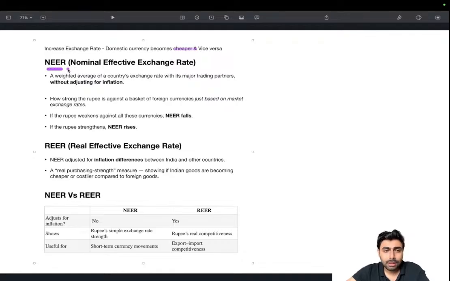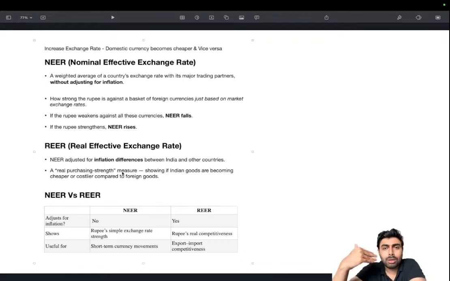So what is NEER? It's a weighted average of a country's exchange rate with its major trading partners without adjusting for inflation. Just like anything that is nominal, if you say nominal GDP, real GDP, nominal means the actual value or the current value without any adjustment for inflation. Generally, nominal means unadjusted for inflation. The same way, real effective exchange rate means NEER adjusted for inflation differences, because simply taking the value doesn't give you the full picture. It gives you the current picture.